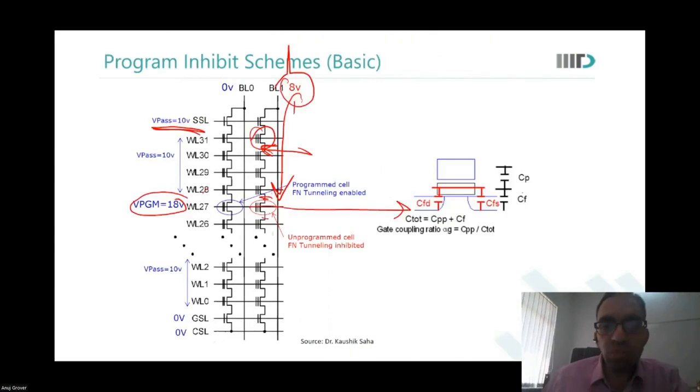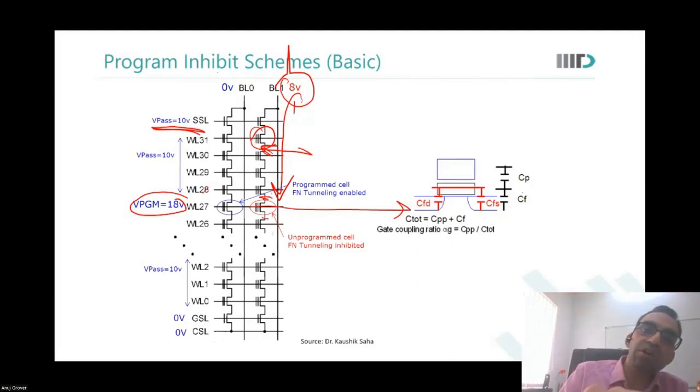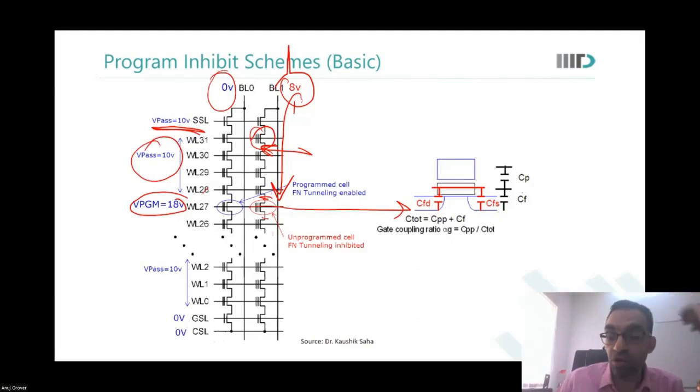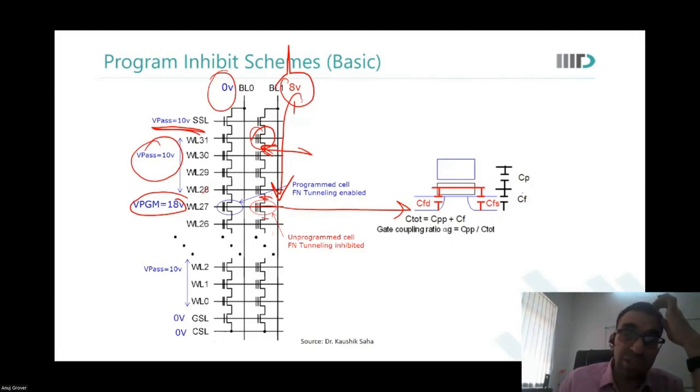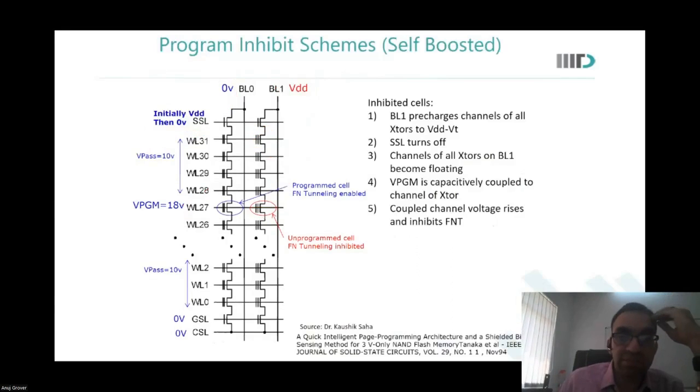Now that was one scheme where we had to apply, now how many voltages are we talking about? 0 volts, 8 volts, 10 volts, and 18 volts. 4 voltages, which means 4 different voltage regulators. Can I do something else?